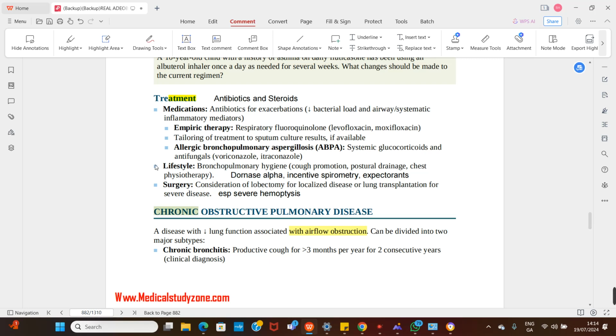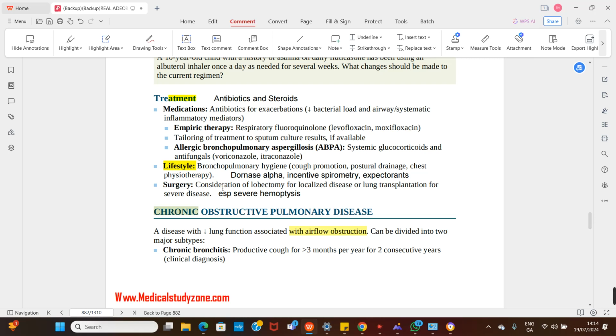Then you also need to do some lifestyle measures to increase the airway clearance, called bronchopulmonary hygiene. Do incentive spirometry. Give them that device. Tell them to be blowing air in and out of their lungs. Chest physiotherapy can help with mucus drainage. Promote cough. Give them expectorant, right? Postural drainage. You can put them in a certain position to allow gravity to assist the drainage of the mucus. You can also give mucolytics like your dornase alpha, especially in people with cystic fibrosis.